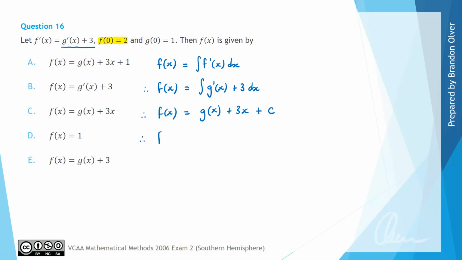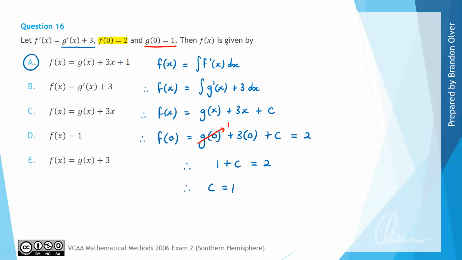So f of 0 is equal to g of 0, so wherever there's an x we're replacing it with 0, plus 3 times 0 plus c, and we know that that is equal to 2. However, g of 0 we know from up here is simply equal to 1, so that value is 1. Therefore, we find that 1 plus c is equal to 2, therefore c must equal 1. And keeping all of that in mind, that means that A is the correct answer to this question.